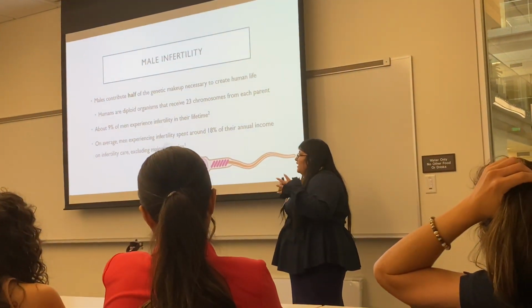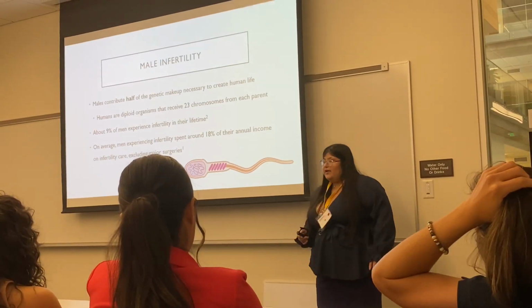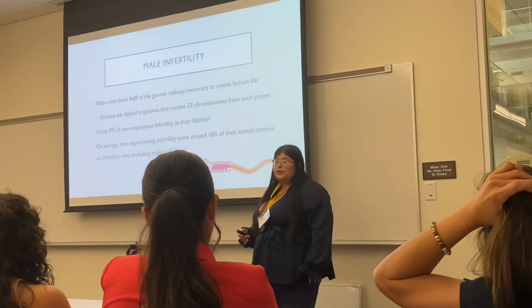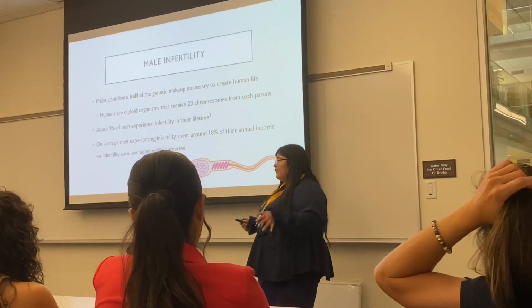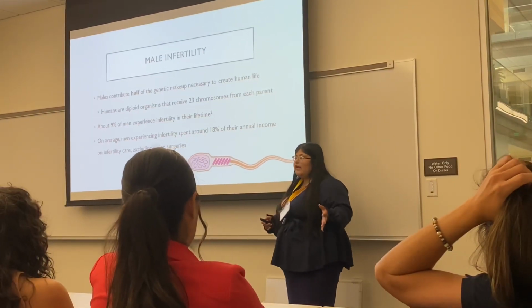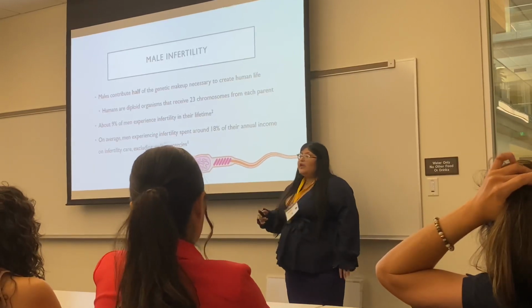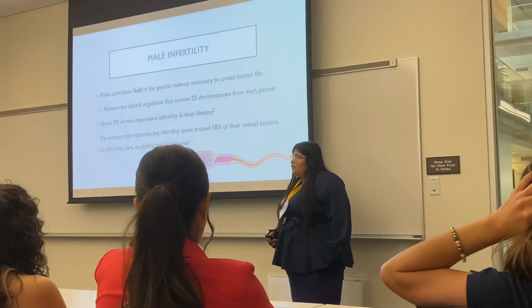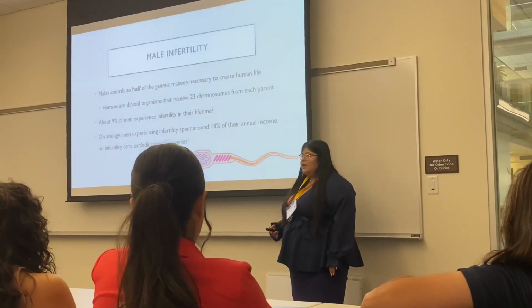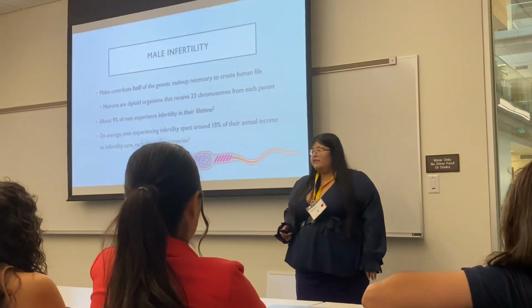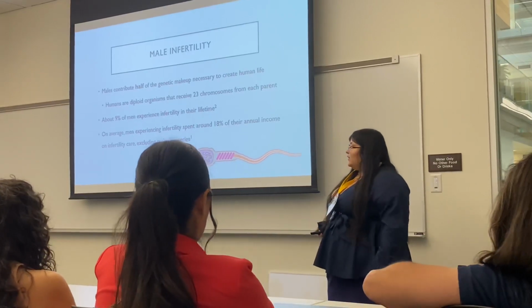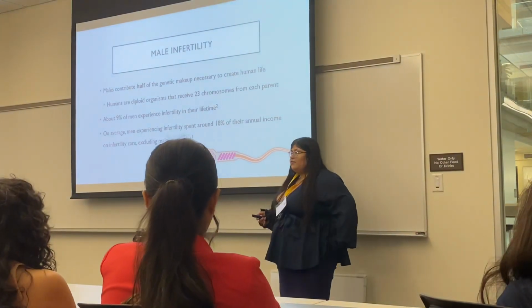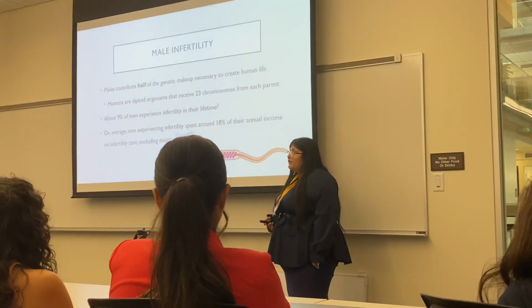So, human life and humanity as we know it is one whole consisting of two halves. Human beings are diploid organisms, which means we get half of our genetic information from mom and our other half from dad. And so infertility experienced by either party is detrimental to fertilization and essentially creating that human life. As we know, males contribute half of that genetic information through the process of fertilization.